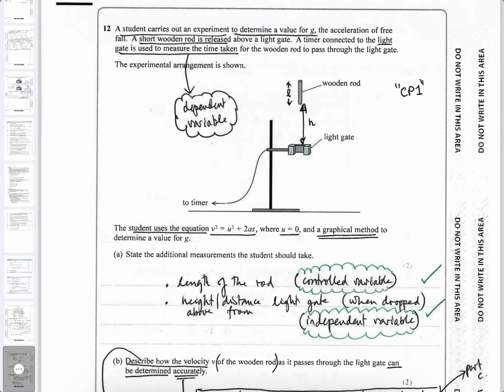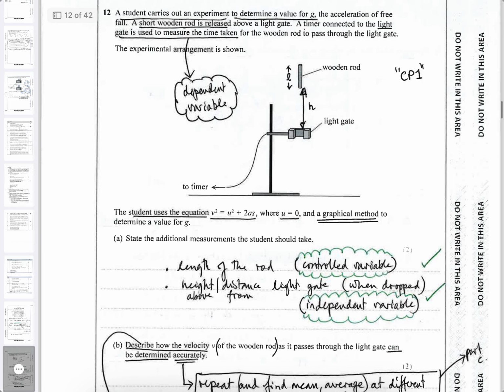A timer connected to the light gate is used to measure the time taken for the wooden rod to pass through the light gate. So you need to know the length of the light gate to be able to determine the speed. If you've planned this experiment fully, you should know all this, and it should be nice, easy marks for you. So the experiment was arranged as follows, and I've just put a few notes in bubbles, clouds if you like, to show you key terminology that you need to be aware of.